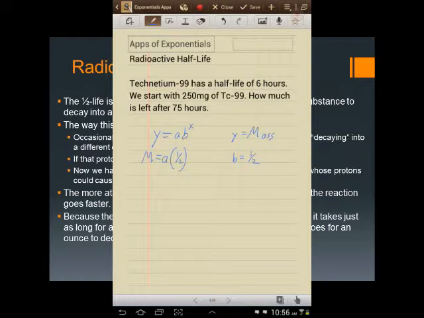But for our exponent, you can't just use an x. We need to know how many half-lives go by. Now in this case, we have 75 hours, and half of our thing goes away every 6 hours. So our exponent is going to be the amount of time divided by 6, and that gives you the number of half-lives. Okay.